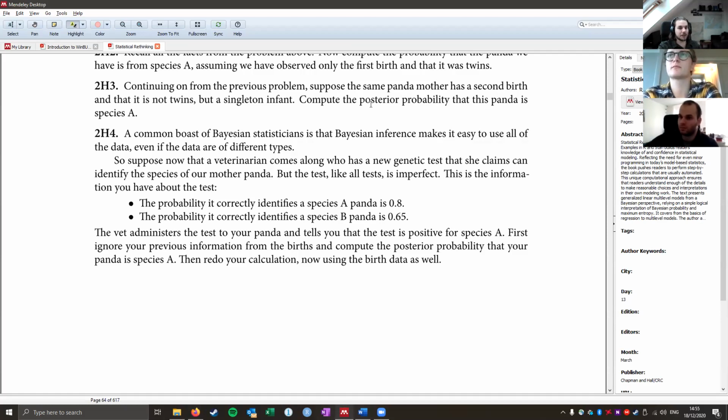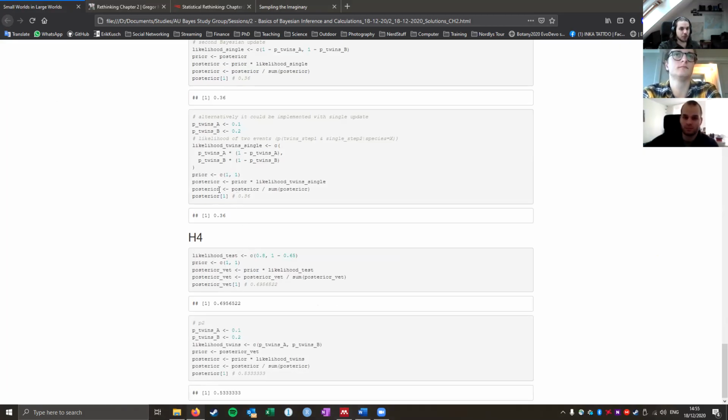Thus answering the question that this panda is of species A. So again, just to point out, in these cases we're always looking at the first value of our posterior, because that one corresponds to species A in this case. If you wanted to look at the likelihood of this being species B, we would have to look at posterior square brackets 2 instead of 1.